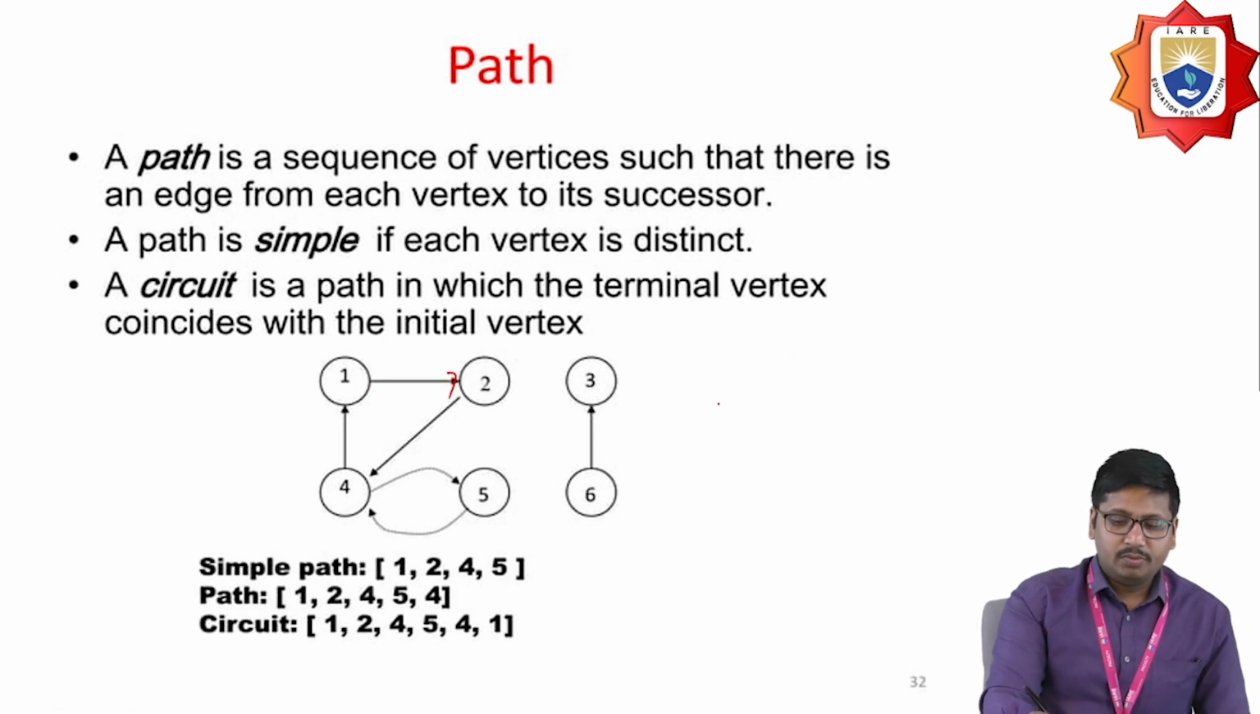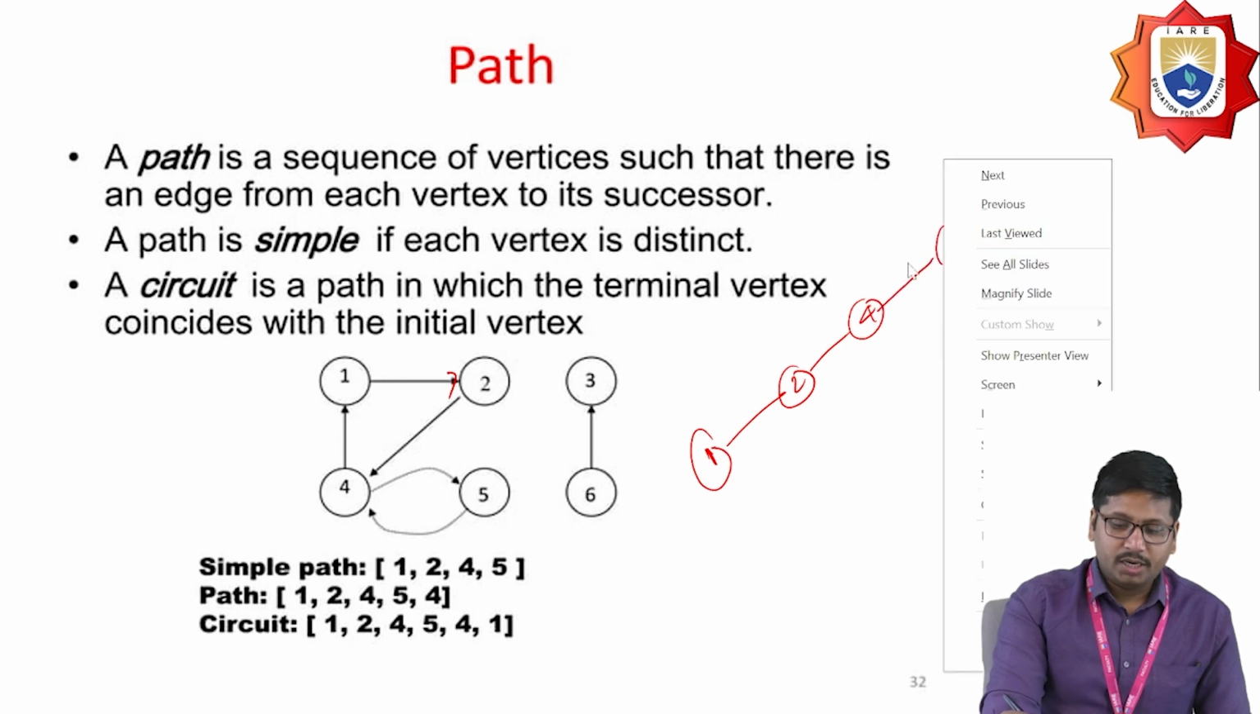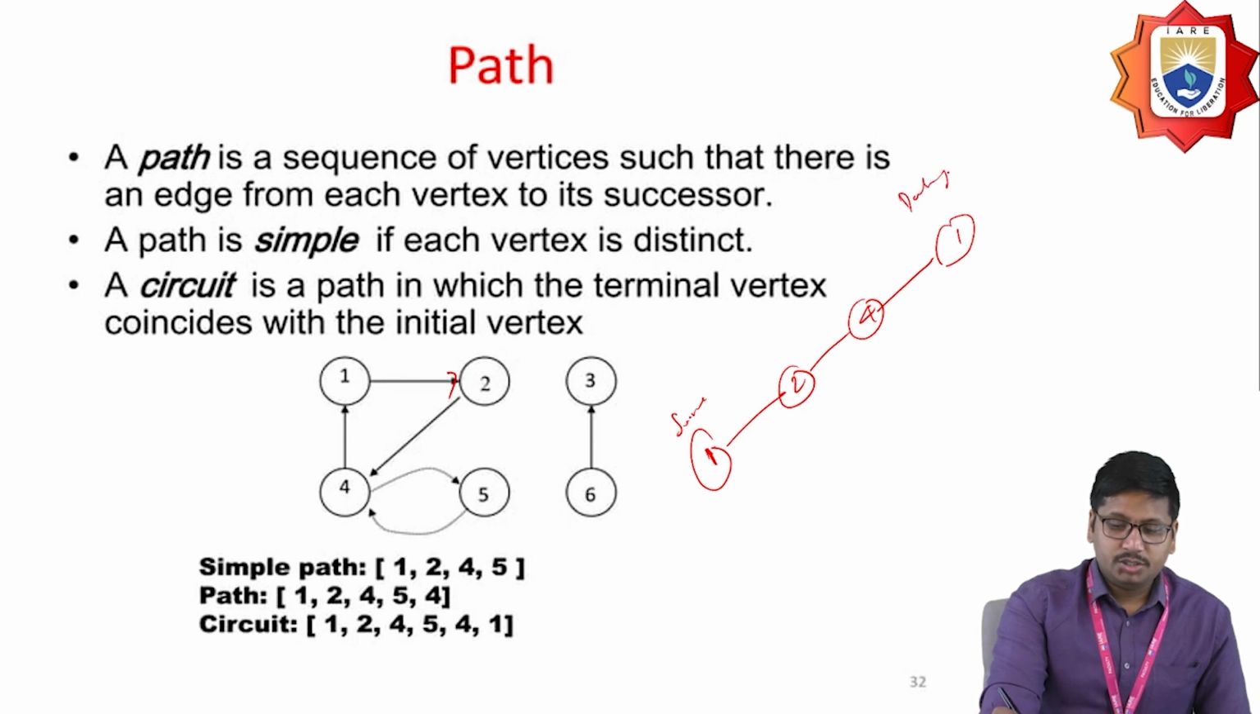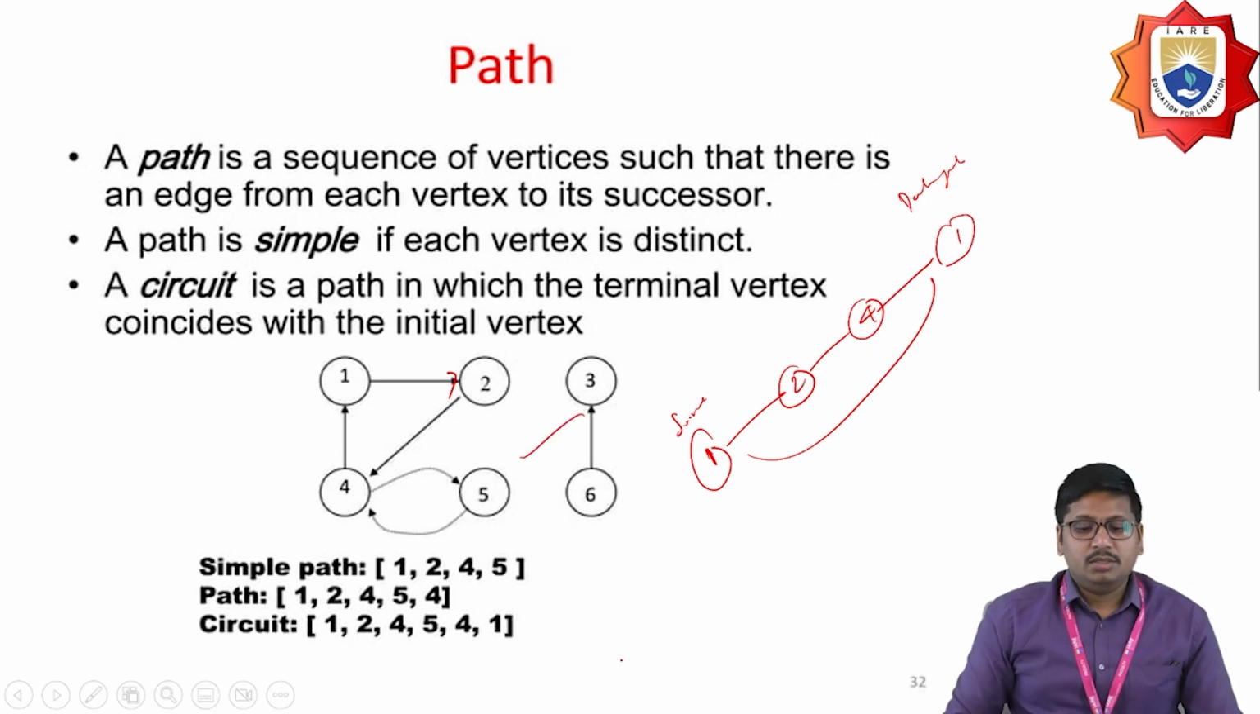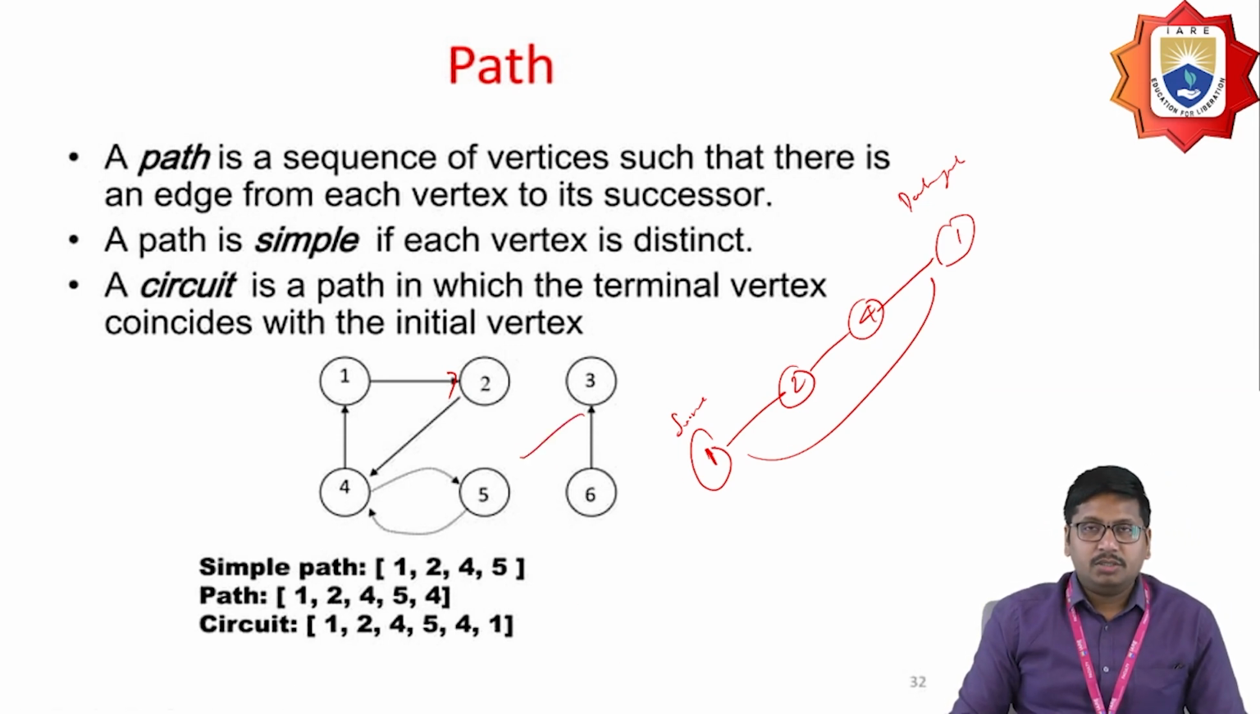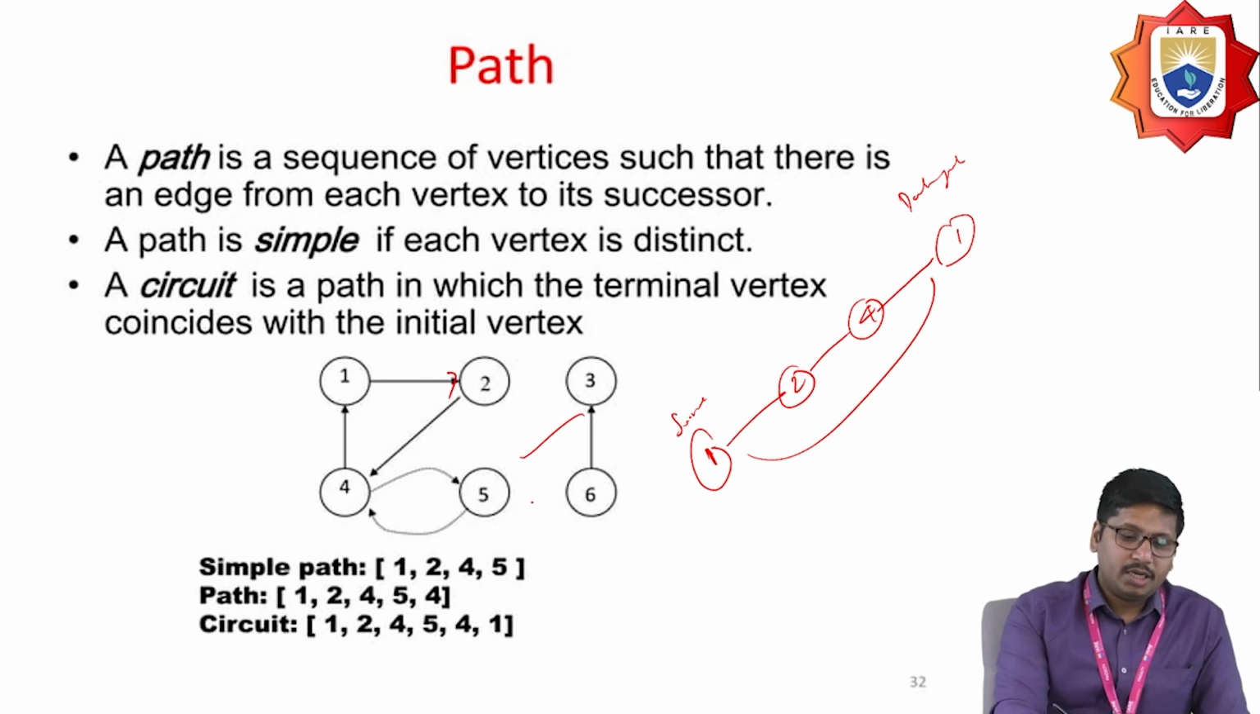So I am going to start with 1. From 1 I reach 2, from 2 I reach 4, and from 4 I reach 1. So where the source and destination are the same, I can say that should be a circuit. So if we look at this diagram, the simple path is 1, 2, 4, and then 5. And the circuit is 1, 2, 3, 1, and 2, 4, 5, 4 should be the other one.